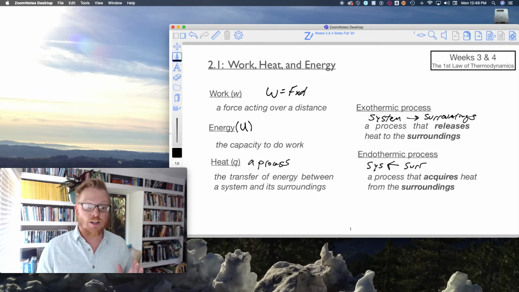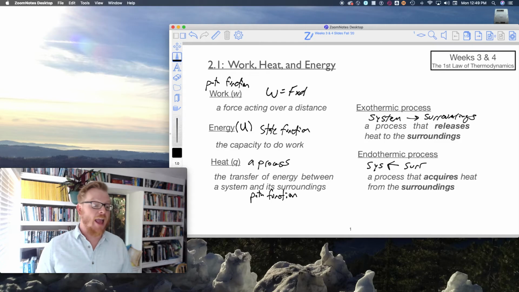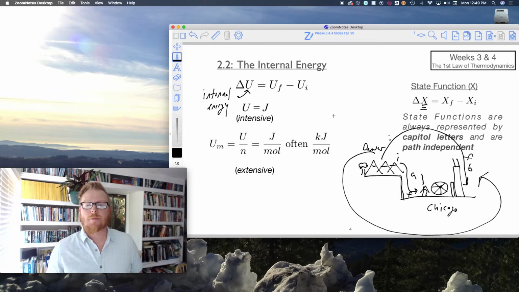Also, look at this, heat, lowercase q, not a state function. So let's write that down. Heat is a path function. Energy is a state function. Work is also, like heat, a path function. Okay? So capital letters get state functions.